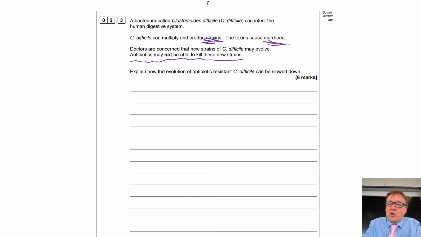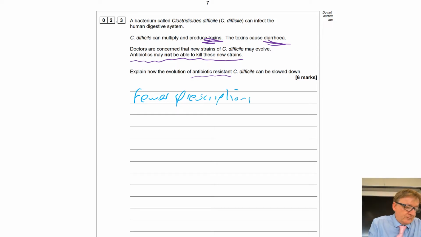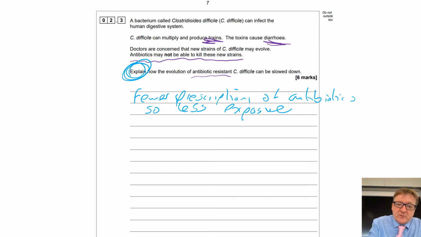So it's not asking what antibiotic resistance is. It's asking how can we actually slow it down, because they're kind of saying it's going to happen. How can we slow it down so it doesn't happen as quickly? So we need fewer prescriptions of antibiotics, so less exposure. Okay, so I'll see this here. Explain. What word am I using? I could be using because, but so works quite well.